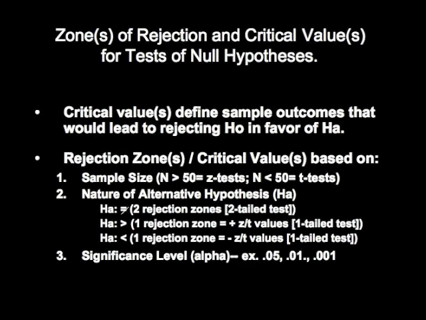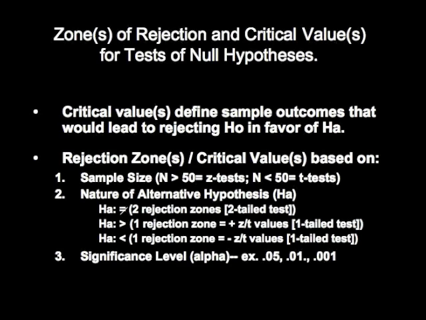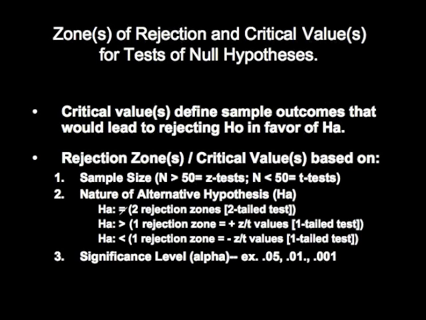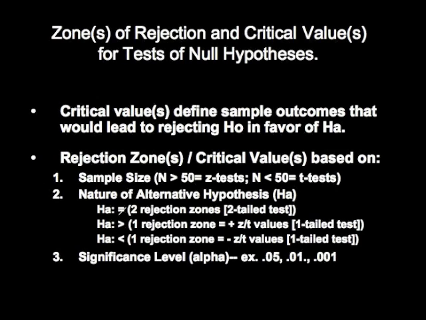First of all, we have to consider whether or not we're talking about a large or small sample, and that means are we going to use the z distribution, the normal curve, or the t distribution for comparison standards. Second factor we need to consider is the nature of the alternative hypothesis. Is the alternative directional, meaning greater than or less than some value expected? And if that's the case, we're going to only have one rejection area.